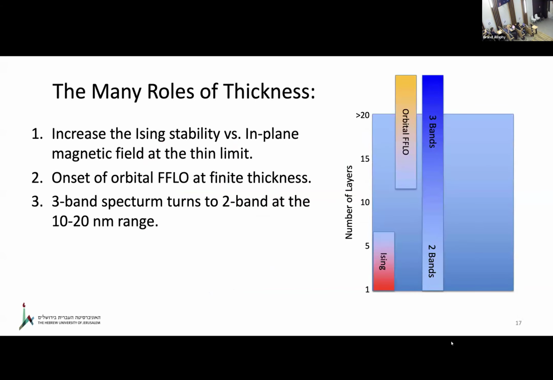So what we can claim here is that 3-band goes to 2-band at about 10 to 20 nanometers. So you go from 2 bands to 3 bands. That's one more thing that thickness controls.